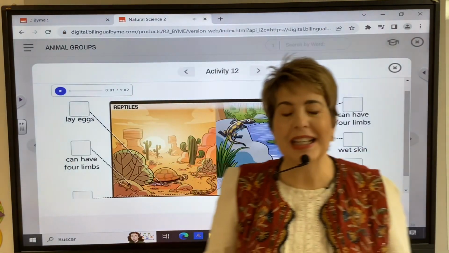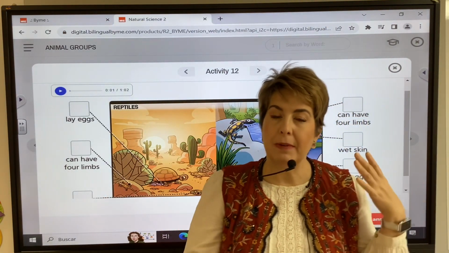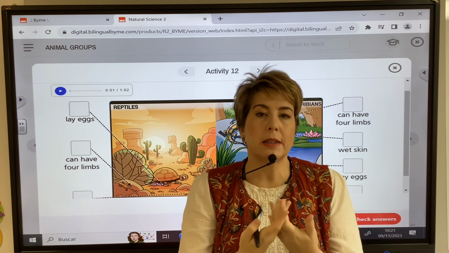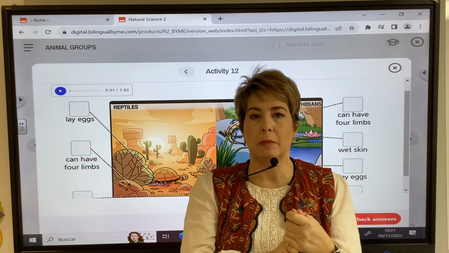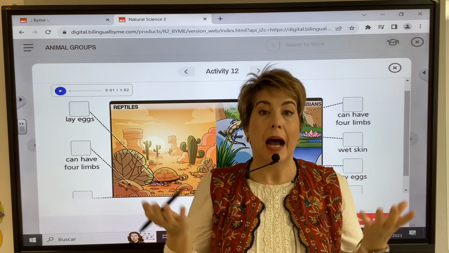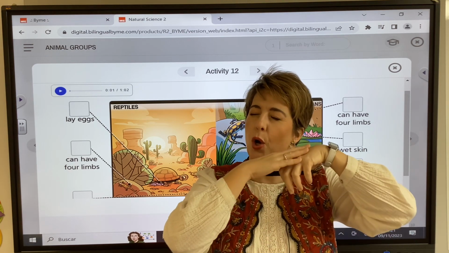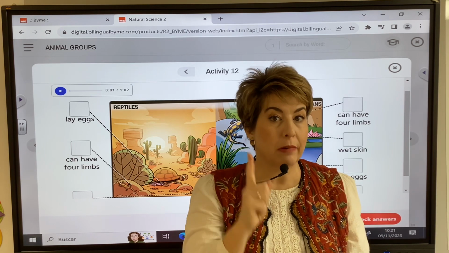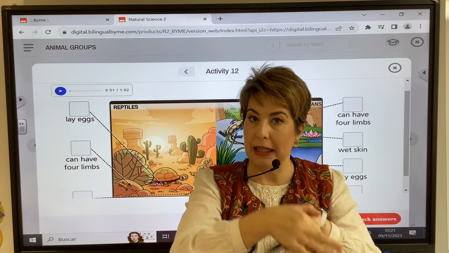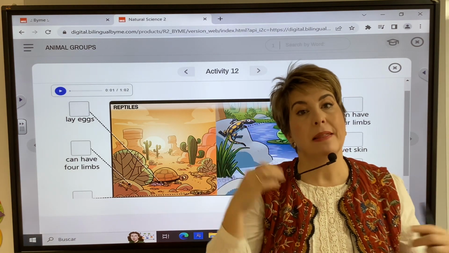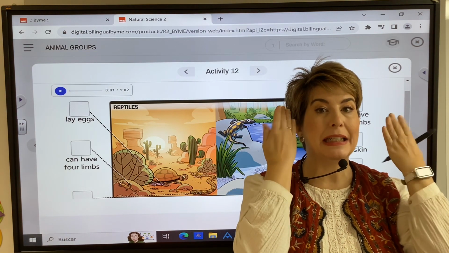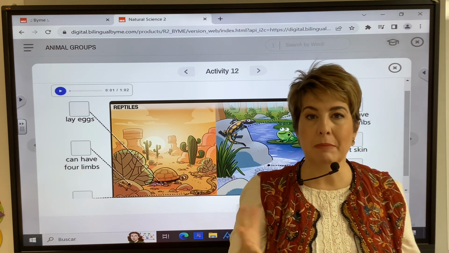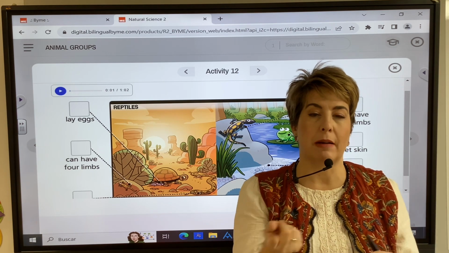Okay, let's do this activity about amphibians and reptiles, because the only difference that we have studied is both of them are vertebrate animals, but which is the main difference? Amphibians have got a soft, smooth, and wet skin, and reptiles have got scales. Amphibians, when they are babies, they have got gills. Reptiles don't have gills, okay? Those are the main differences between amphibians and reptiles.